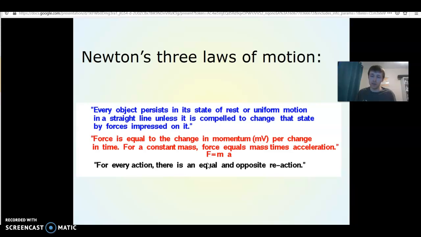For every action, there's an equal and opposite reaction is the third law, and that one is self-explanatory. I don't think I can add anything to that to make it clearer. If I push down on the table, it pushes back on me, so we have the same amount of force going back into my hand as I apply to the table.